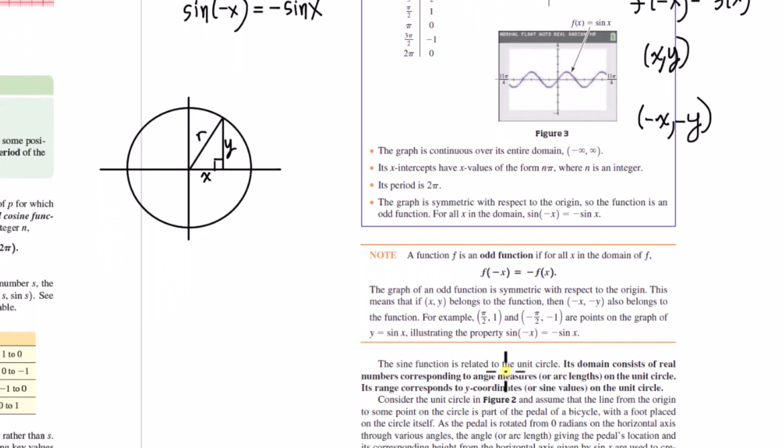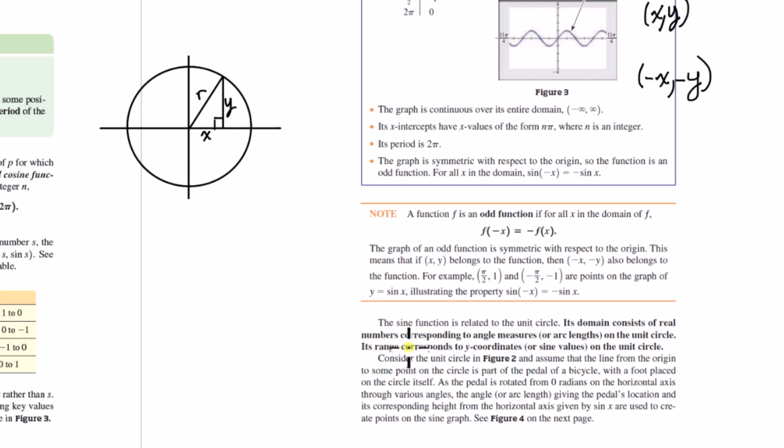The sine function is related to the unit circle. Its domain consists of real numbers corresponding to angle measures or arc lengths on the unit circle. Its range corresponds to y coordinates. Consider the unit circle in figure 2 and assume that the line from the origin to some point of the unit circle is part of the pedal of a bicycle with a foot placed on the circle itself. As the pedal is rotated from 0 radians on the horizontal axis through various angles, the angle or arc length giving the pedal's location and its corresponding height from the horizontal axis is given by sine x, and these are used to create points on the sine graph.